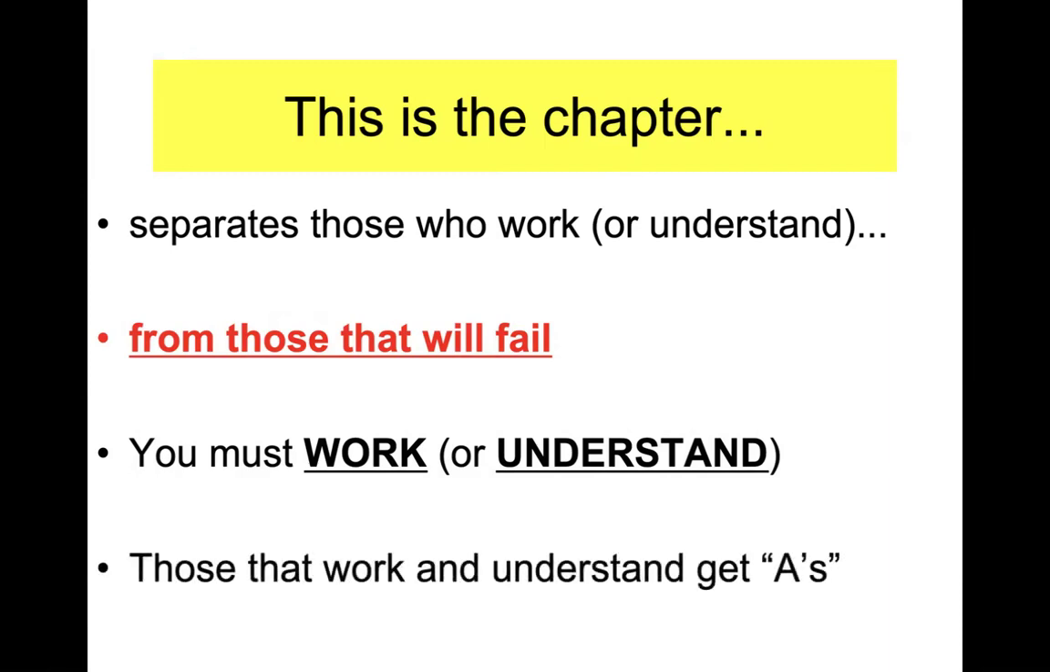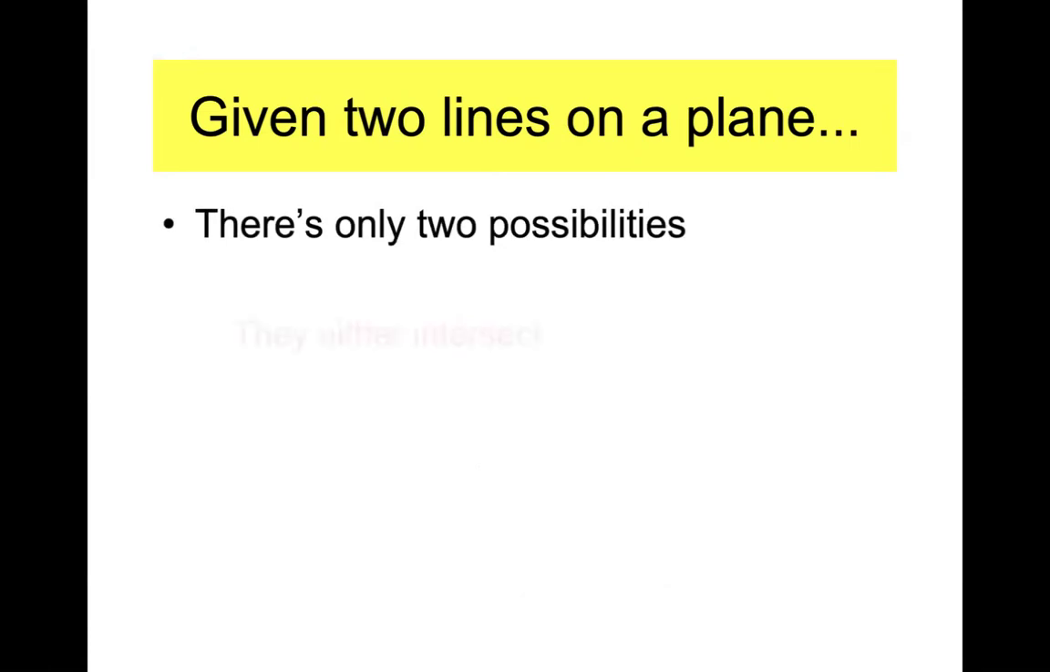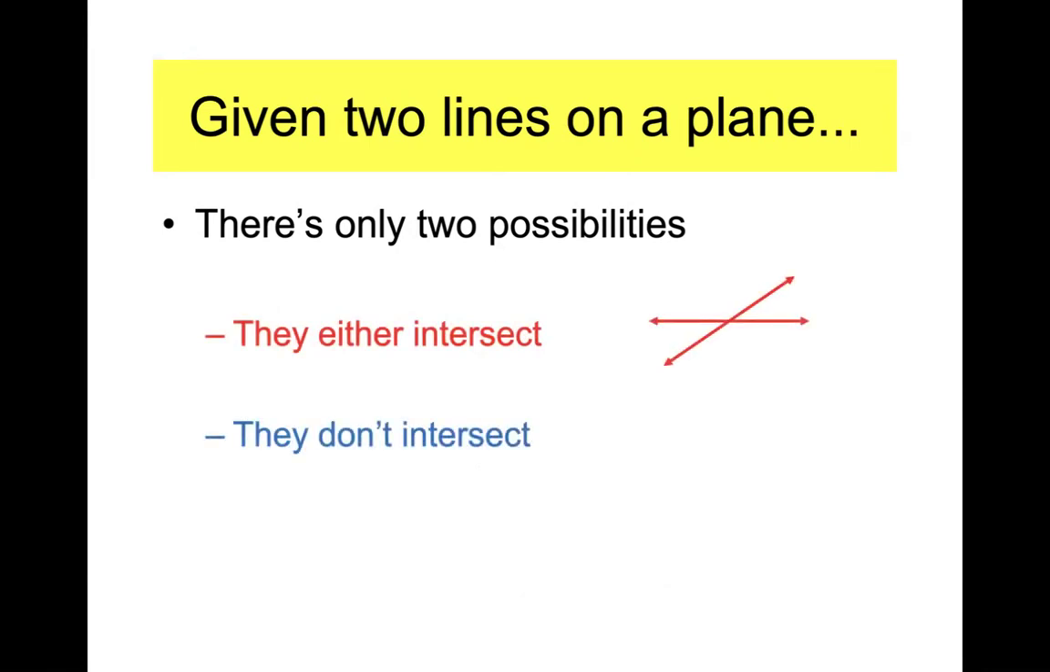All right. If you work and you understand it, you'll get an A in this class. Here we go. So this entire chapter deals with one basic construction: there are going to be two lines drawn on a plane. When two lines are drawn on a plane, there are only two possibilities. The two lines will either intersect or they don't intersect. If they don't intersect, we have a word for it. And if they intersect, well, we say they intersect.